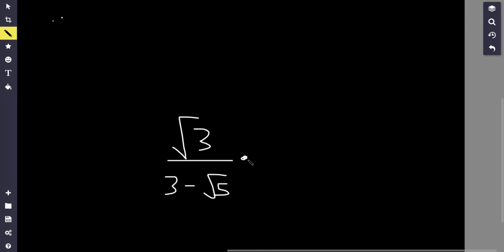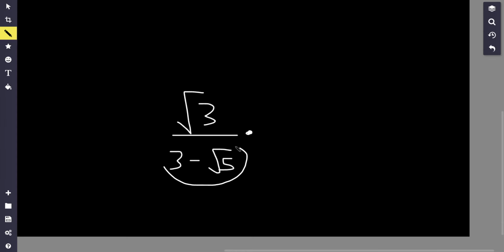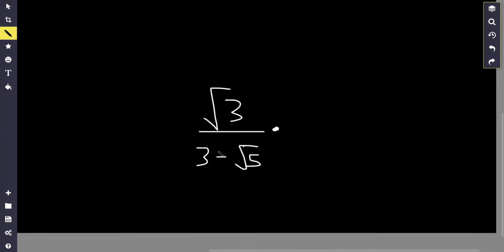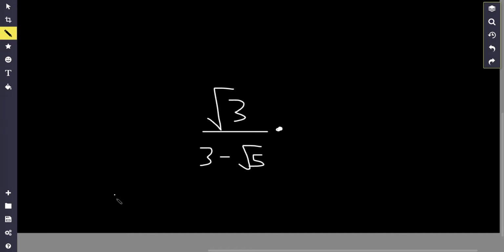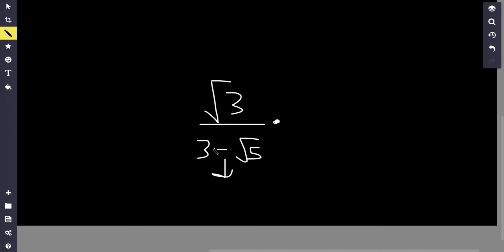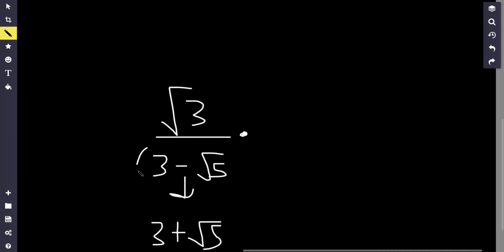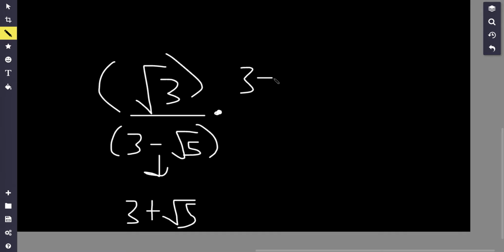Well, you would actually multiply the top and the bottom by something called the conjugate of this denominator. The conjugate is basically just the same thing, except you change the sign of the radical. So if the radical was negative before, it just becomes positive. That's just the conjugate. There's not much else to it. So you're just going to multiply the top and the bottom by this conjugate, 3 plus the square root of 5, and then 3 plus the square root of 5.